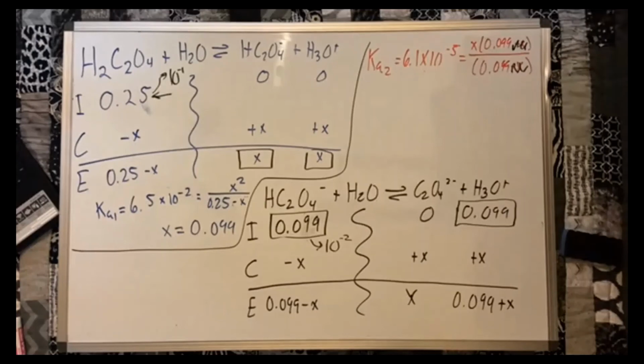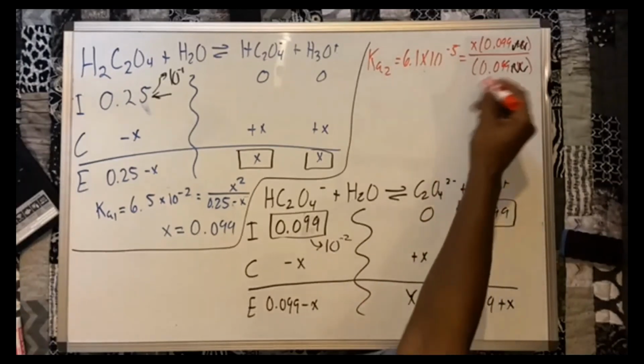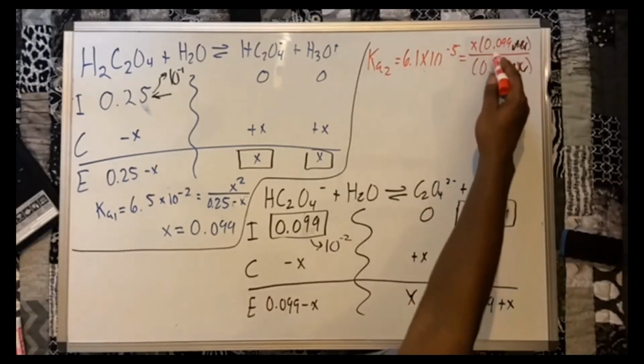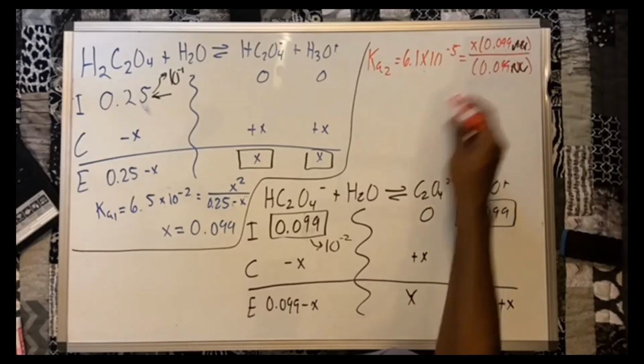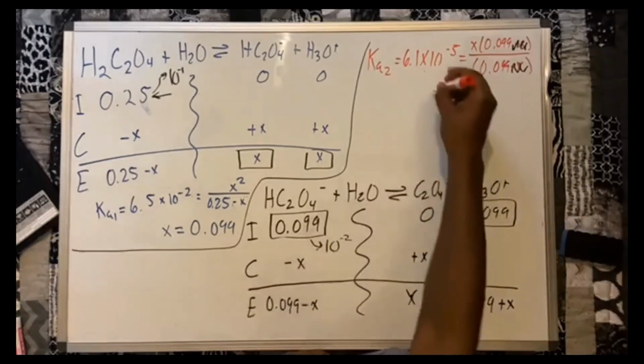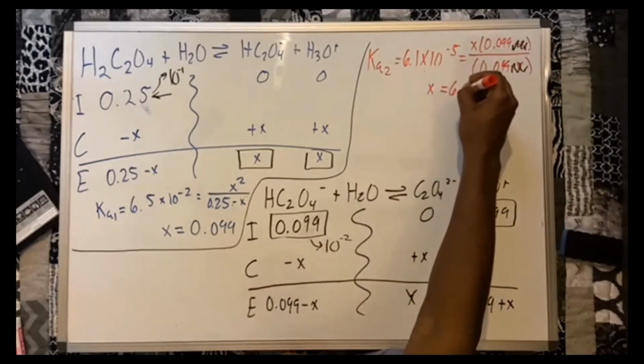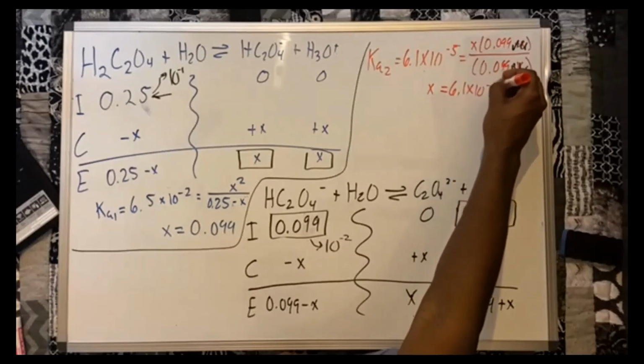We shouldn't distribute the x first. No. Leave it until you make your assumption and then do your math. Got it. And then it became super easy, right? Because now it's just 9.099 divided by 0.099 again. So it's just x equals 6.1 times 10 to the -5.